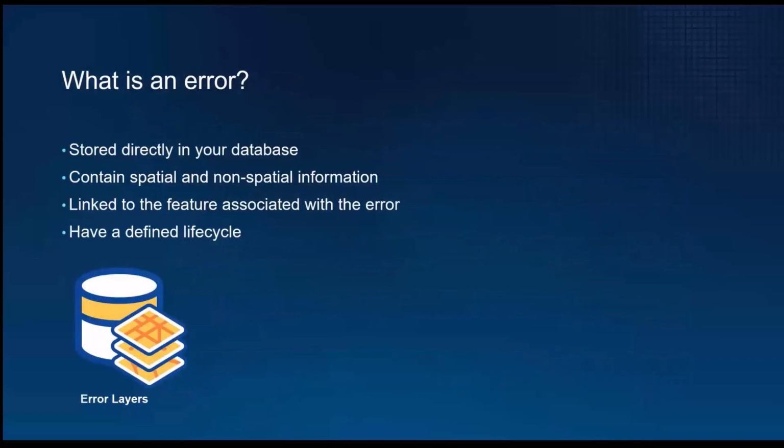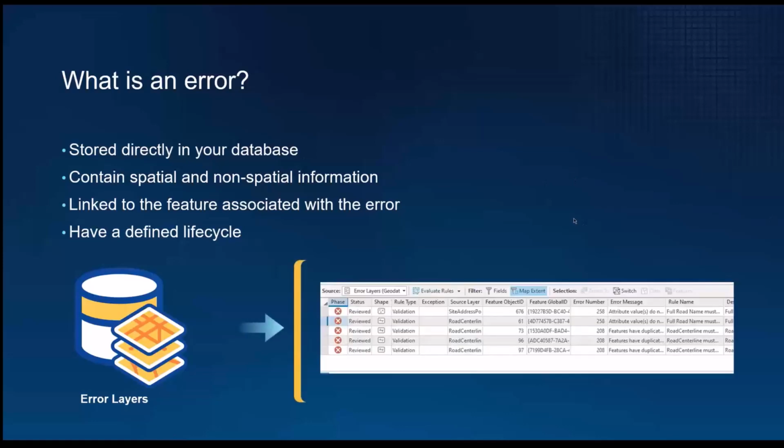So errors, as we looked at in our earlier demo, are stored in your geodatabase, right? They contain both spatial information and error geometry, but also non-spatial information, metadata that describes that error. Those are shown here in the error inspector, and as Mary mentioned, they are coming out of those system tables that are automatically created when you're using validation attribute rules.